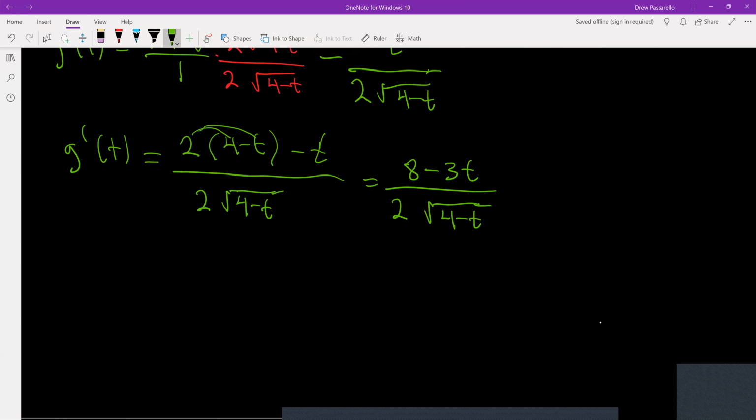And I would just keep it like that. You could rationalize if you want. I think here once it's one fraction, it becomes simple enough to find when it's going to be equal to 0.